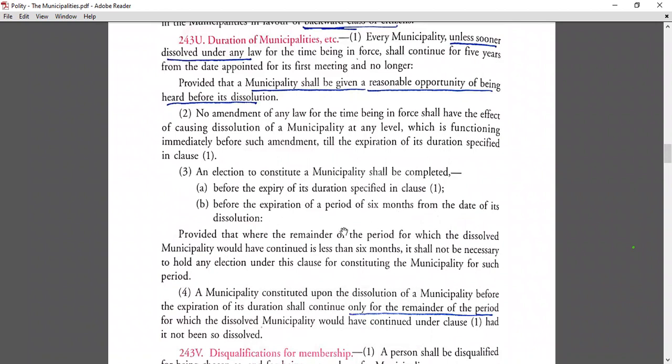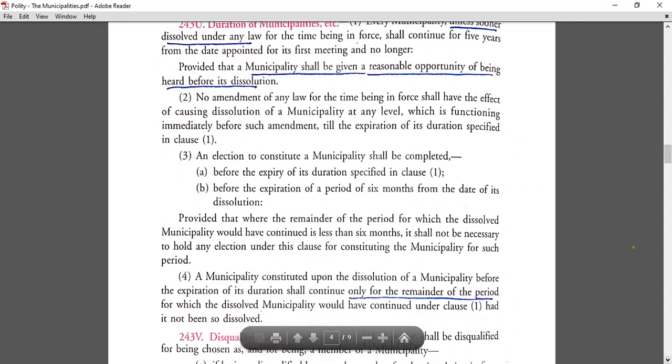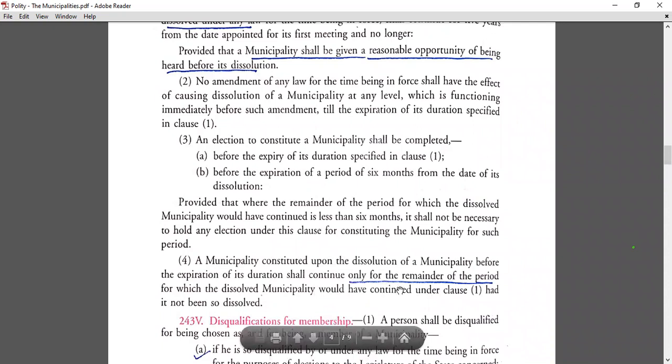And provided that where the remainder of the period for which the dissolved municipality would have continued is less than 6 months, there is no requirement of holding any election, because it is less than 6 months. Same as panchayats. Now, a municipality constituted upon the dissolution of a municipality before the expiration of its duration shall continue only for the remainder of the period for which the dissolved municipality would have continued. Suppose a municipality is dissolved and a new municipality comes, it will only continue till the remainder of that period. After that, new elections will happen. Same provision as panchayat.